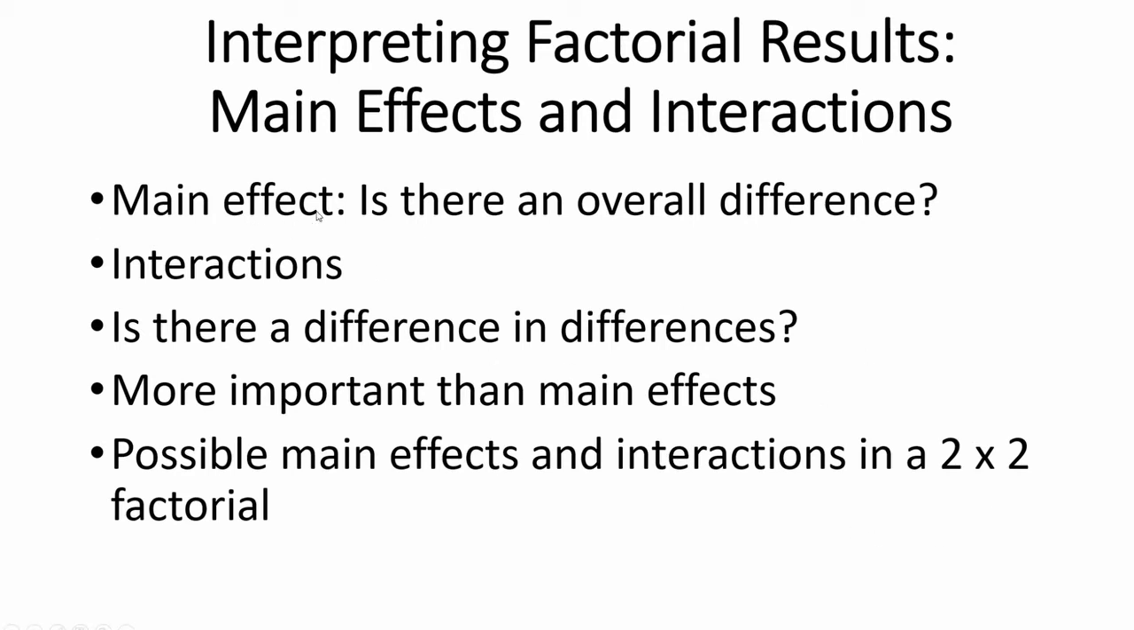When we're looking at our main effect, we're asking, is there an overall difference? For interactions, we're looking for that interaction between our 2 independent variables. We ask, is there a difference in differences? Does it depend on the values of our 2 different IVs? And then we'll get into some things that might be more important than main effects and what we're looking at in a standard 2x2 factorial. So let's actually look at interpreting this. This is our overview for the next couple of slides, and we're going to go through each of these.